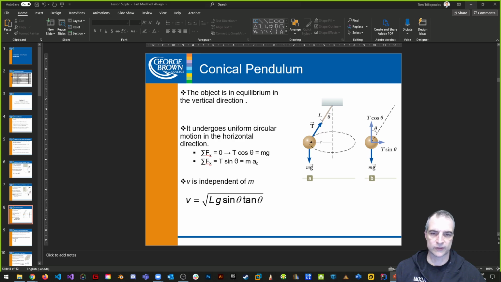In games, will we see conical pendulums very much? No, but you do see them in 3D sometimes, where you have some kind of motion that goes in a circle or something that spins out. So that's something you might see.